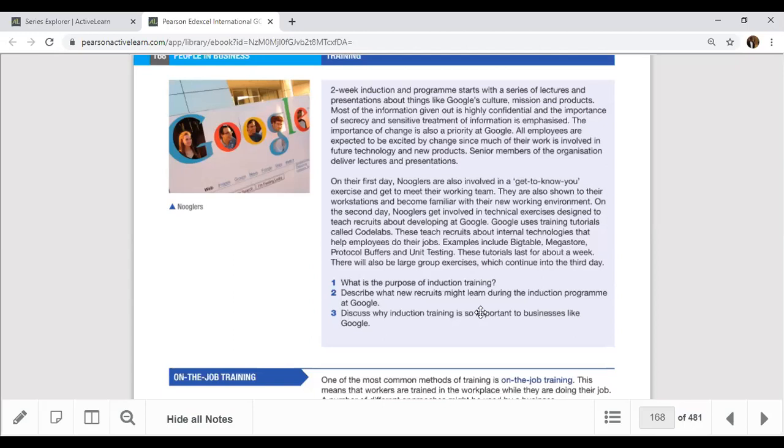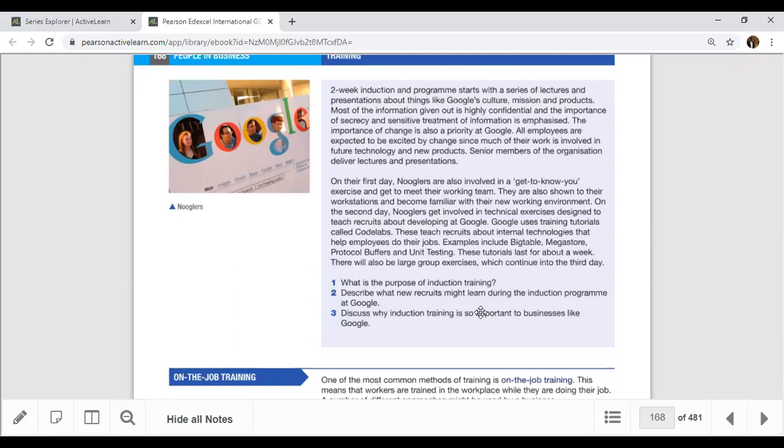So on the second day, what happened? The Nooglers get involved in technical exercises designed to teach recruits, and you find out how they are actually being taught by different people in different sections. Sometimes it can be the marketing department, HR department, help desk, and also Google uses training tutorials called code labs. It's given in the case study.